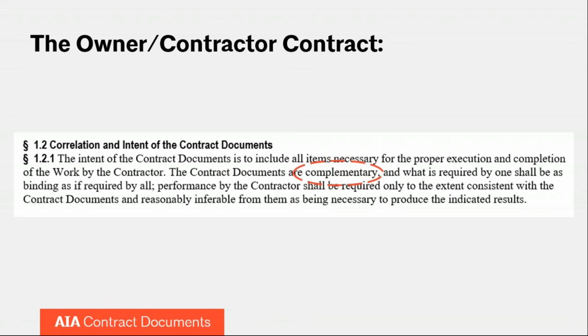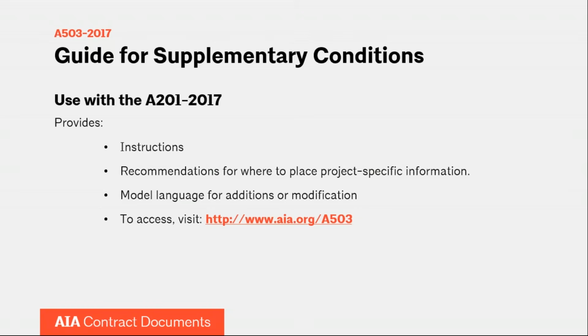And the contract documents are complementary. So it is required of the contractor to not try to force some order of precedence, but to try to read all of the contract documents together and figure out what is required of all of them. If they have a question, of course, they'll be going to the architect to answer questions of interpretation amongst the contract documents.